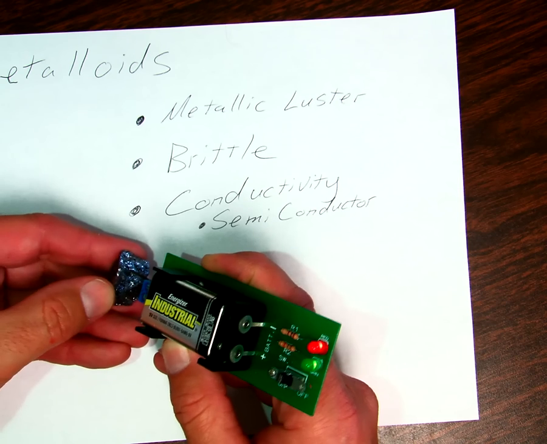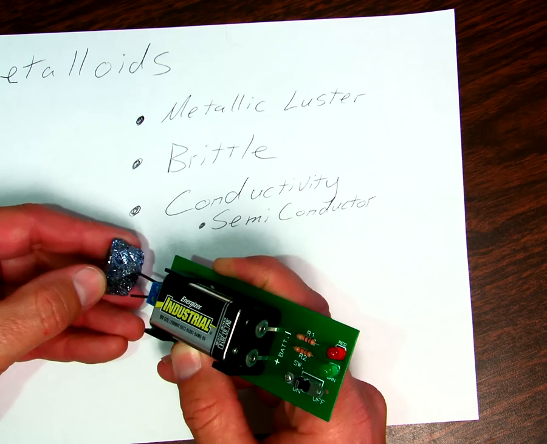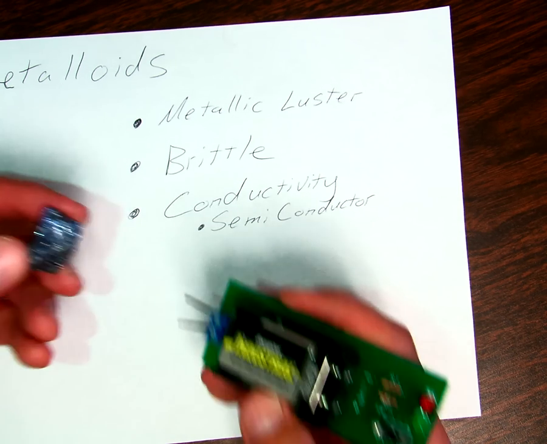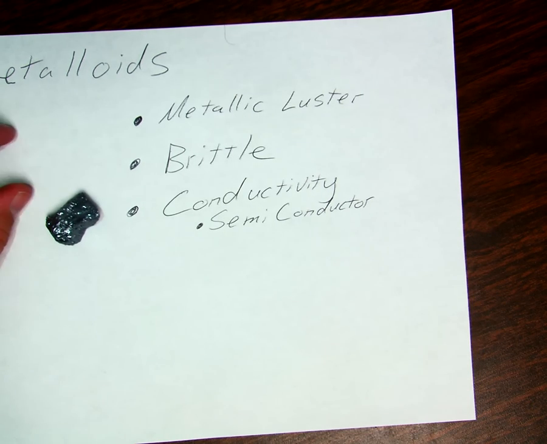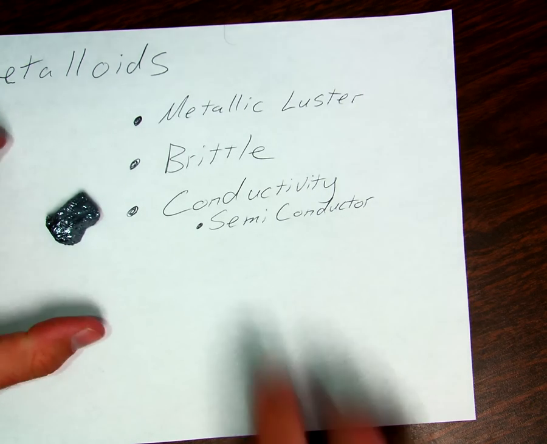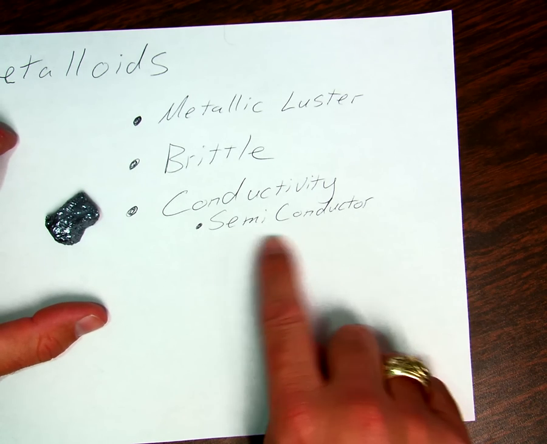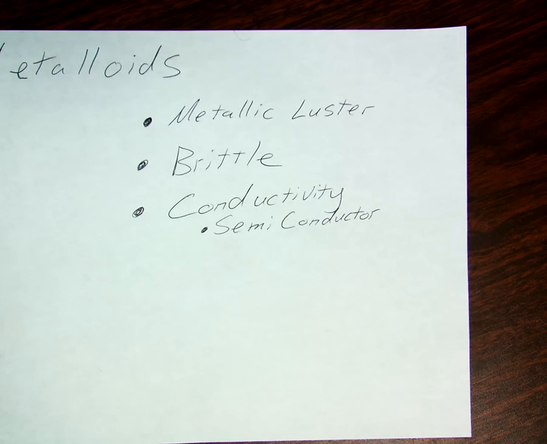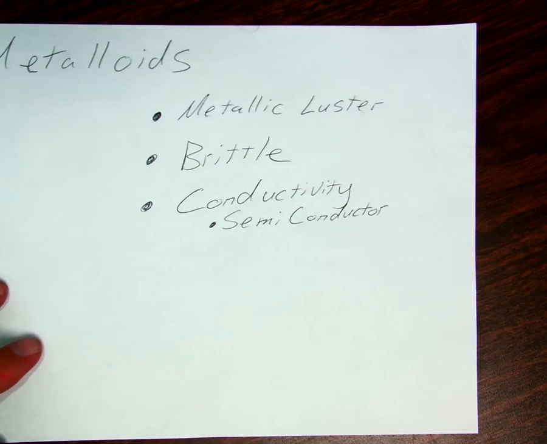It doesn't light them up as brightly as it did with the aluminum, but this is a semiconductor. Don't forget that word semiconductor. They use it a lot on the tests. That means that it does conduct electricity, but it can be turned on and off, properties that you'll find inside of your electronic devices. So now what we're going to do is we're just going to jump back and throw in some examples and do quick tests on those.